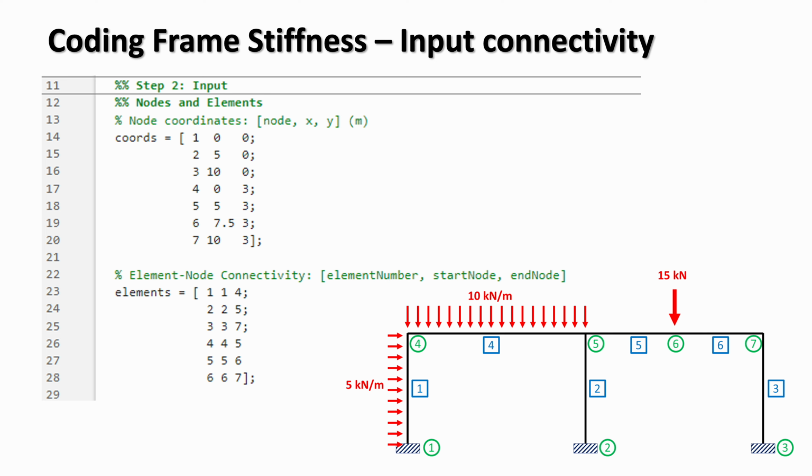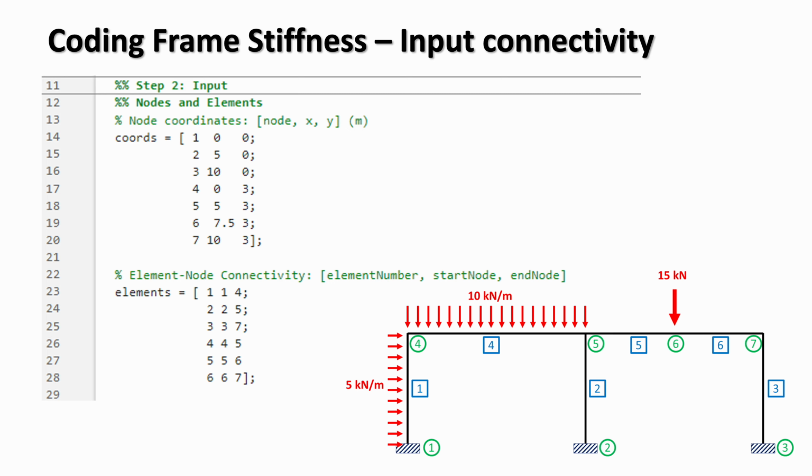Here we begin by entering the actual input data for the frame. The first part is the node coordinates. Each row lists a node number followed by its x and y coordinates in meters. This frame has 7 nodes in total, and you can see how each one corresponds to the diagram on the right. The coordinates fully define the geometry, the height of the stories, the beam spans, and the relative positions of all members.